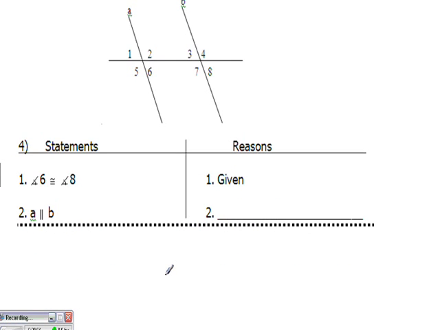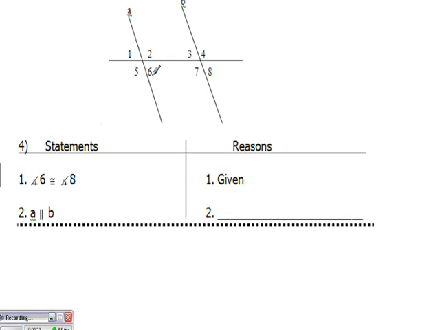We're going to do some more proofs. Our previous proofs all started with our lines being parallel, and now we don't start with that. We're given something to do with the angles, and we have to finish up with our lines are parallel. So that means we're going to be using the converses that we talked about at the beginning of this unit.